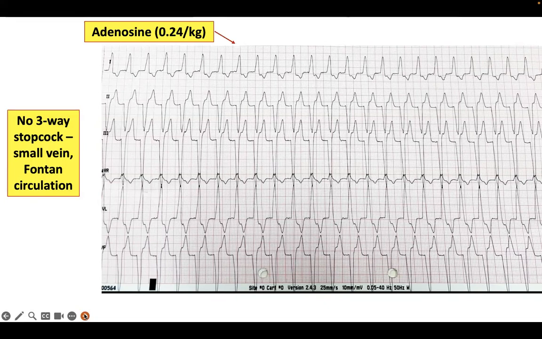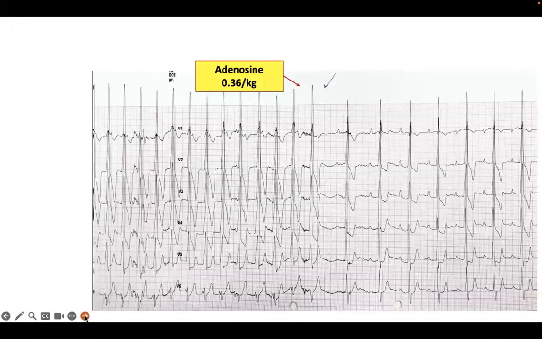So now, what do you do next, you think? Are you going to call it VT or are you going to do something else? Because sometimes in 10 patients, the adenosine will not work. So what do you do? Give a bigger dose. Yes, I was thinking of it. Okay. So we gave 0.36 per kilo.